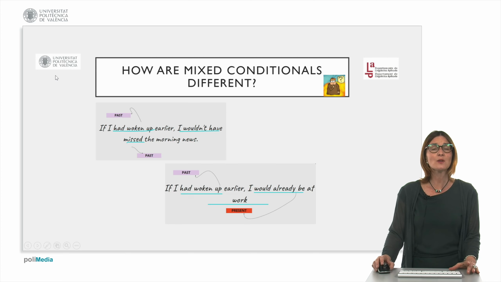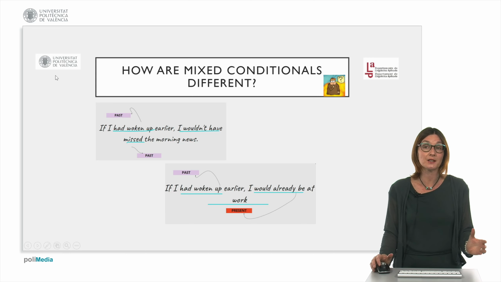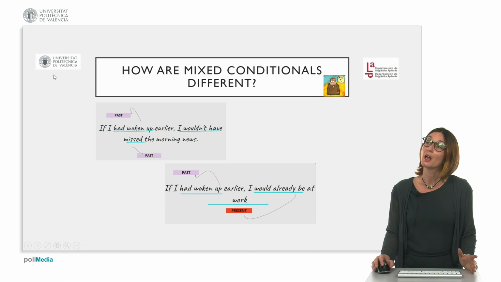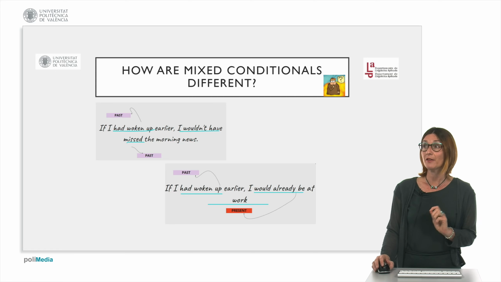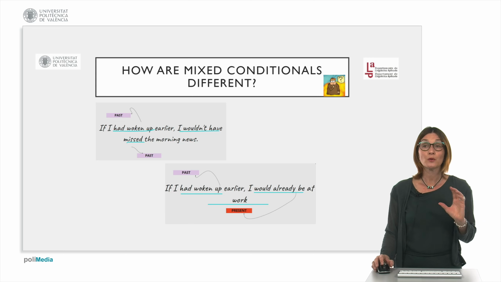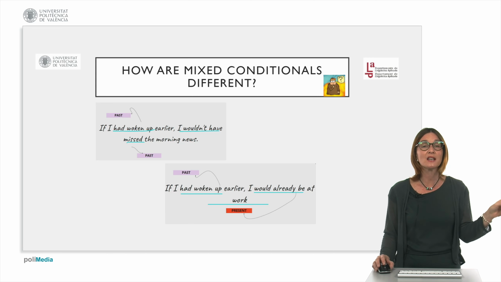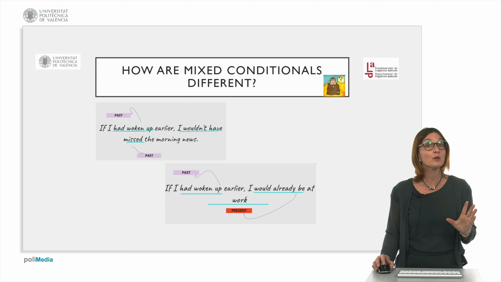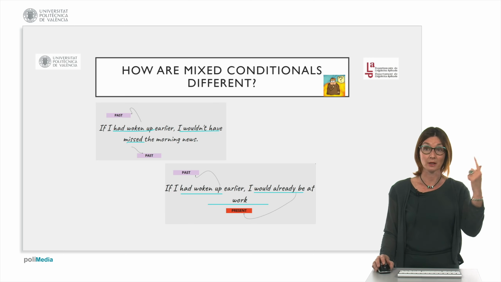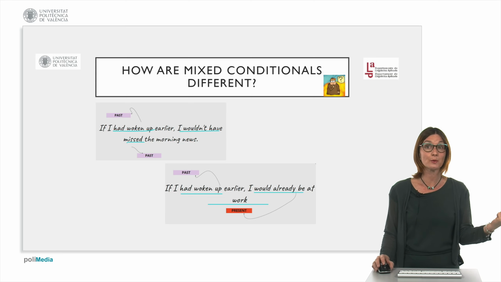Right. So now let's look at the difference between this type of conditional sentences and mixed conditional sentences. In the first sentence, if I had woken up earlier, I wouldn't have missed the morning news. This is an example of a third conditional. The important thing here is that we have two different verb tenses in the if clause and in the main clause, but these two tenses are pointing to the same time frame. They're pointing to the past. If I had woken up in the past, but I didn't wake up, I wouldn't have missed the morning news. That happened also in the past.